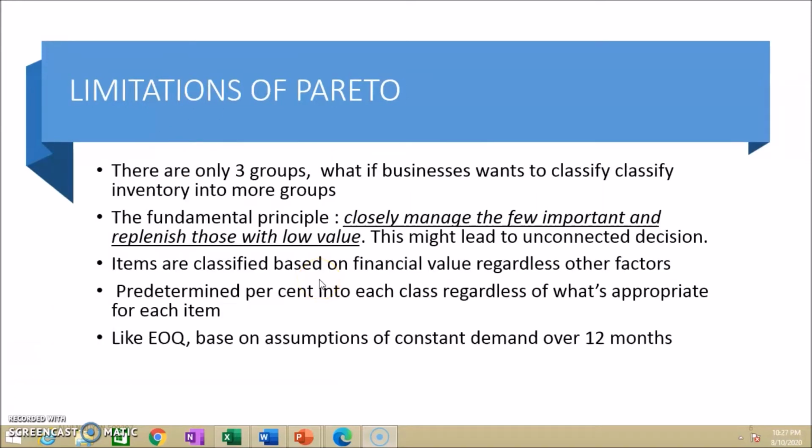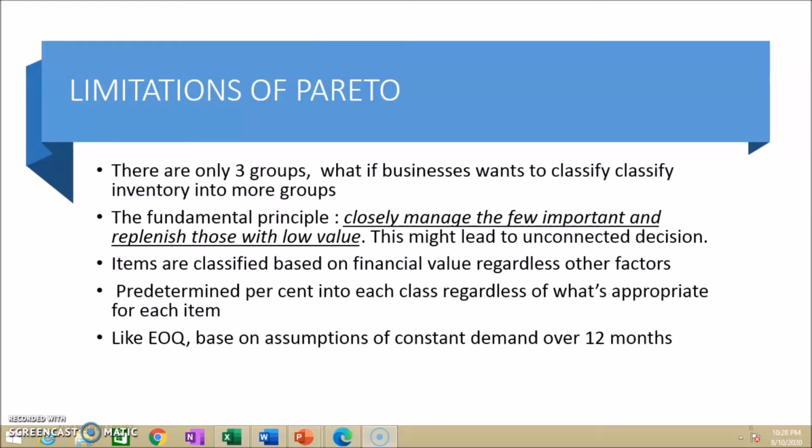So Pareto also has limitations. For example, it is not practical and detailed enough to just divide inventory into 3 groups. What if a business wants to classify inventory into more groups? For example, a big retailer wants to classify their thousands of SKUs into more groups, say 6 or 7.